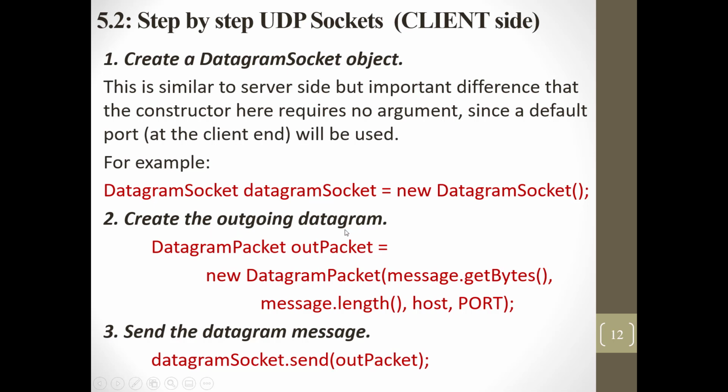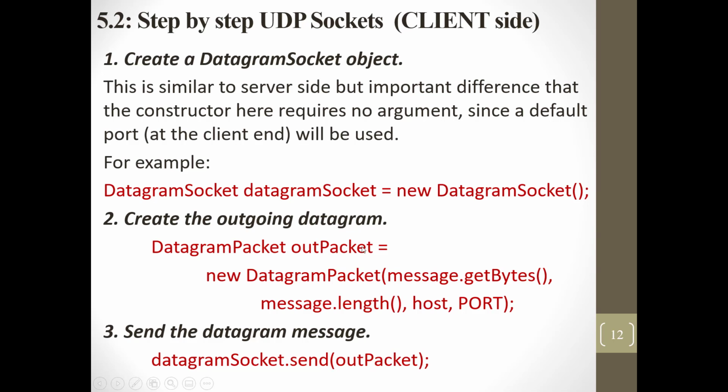Then create an outgoing datagram. In the previous one, we discussed the incoming packet. Here we are creating an outgoing packet. DatagramPacket, I'm going to keep the name of the object as out packet. So I'm creating it with the IP address, port number, length and the message. These are the 4 different parameters.